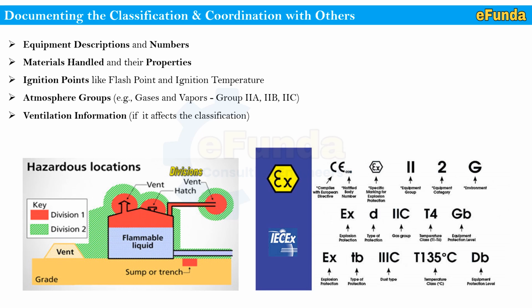Similarly, close coordination with a process, a mechanical and a safety engineer is crucial to ensure that all the potential hazards are being identified correctly and accounted for. Then input from maintenance personnel can also be valuable, especially when assessing rare events or changes in operating conditions.